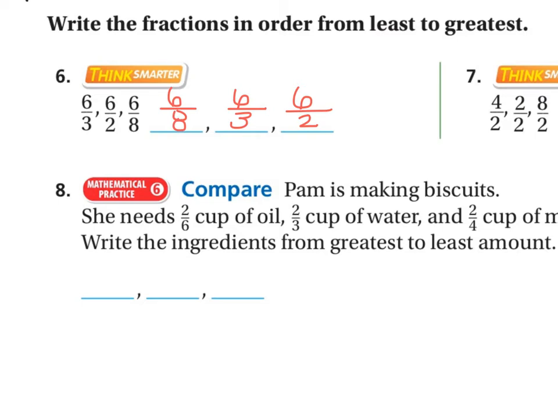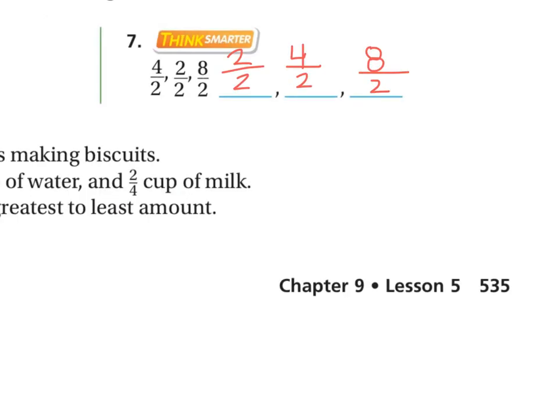You could have also cross-multiplied here. You would have just had to do 2 separate butterflies. So you could start with the first 2 fractions, 6/3 and 6/2, figure out which one is the least, and then use that and compare it with this final fraction. All right, here is my answer for number 7. If you have the same thing I do, move ahead now.